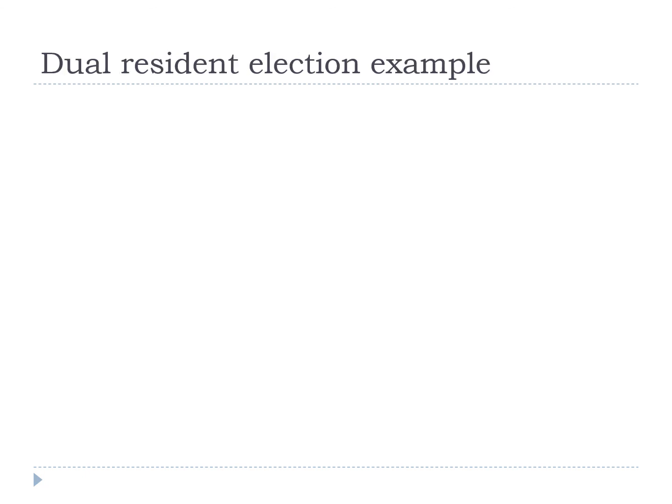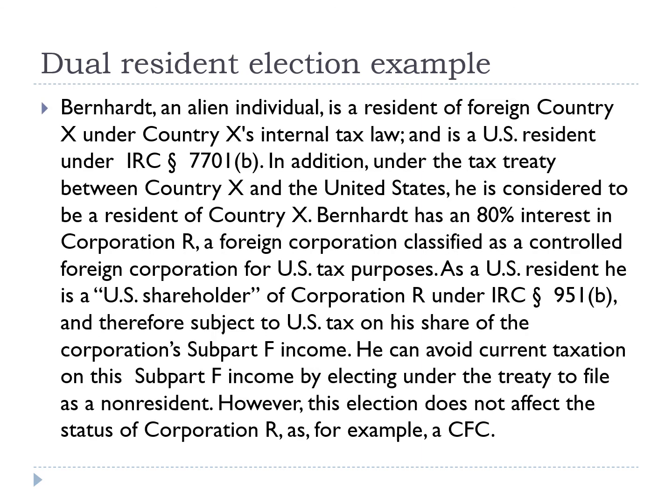Here's an example of a dual resident treaty election. Bernhard, an alien individual, is a resident of foreign country X under country X's internal tax laws and is a U.S. resident under Section 7701B. In addition, under the tax treaty between country X and the United States, he is considered to be a resident of country X.